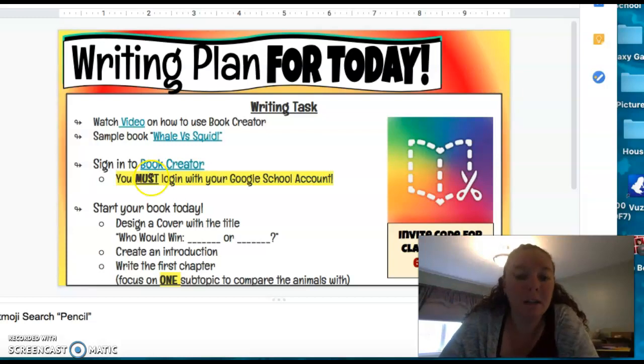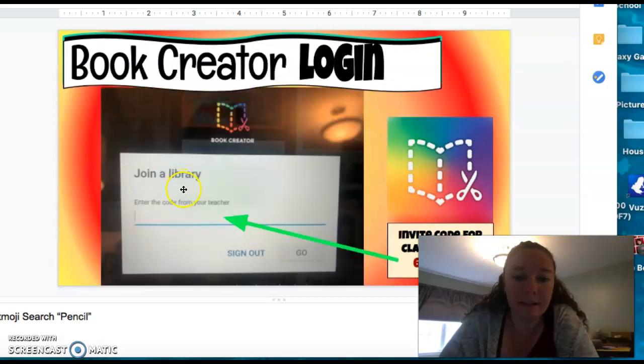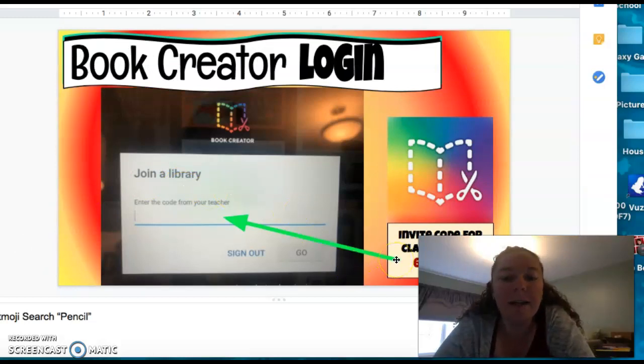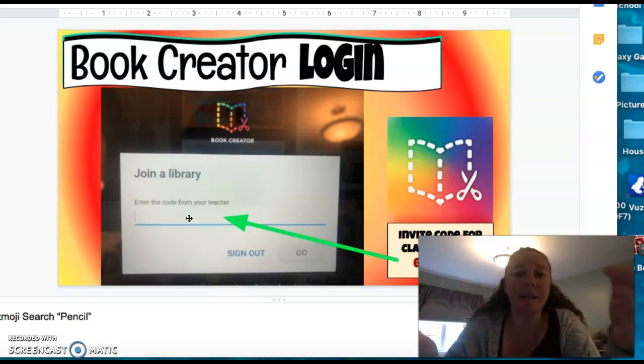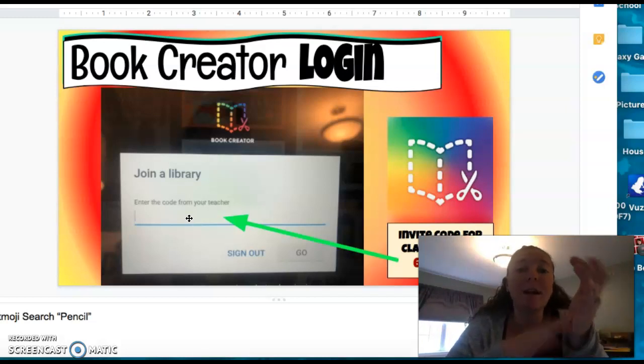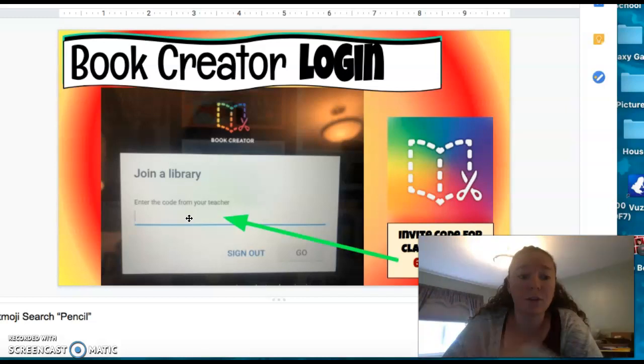Once you are logged in, it should show you a screen that looks like this to join a library, in which case you are going to write 6BDLDW6 in order to get to our classroom library. That will make everybody's books appear in the same place so that you guys can see my mentor text as well as Friday, when everyone else's book is done, celebrate and read each other's books as well.